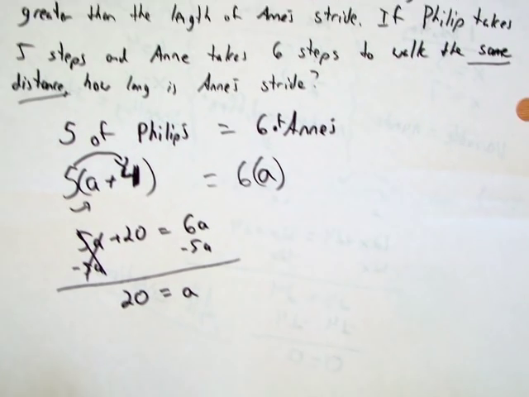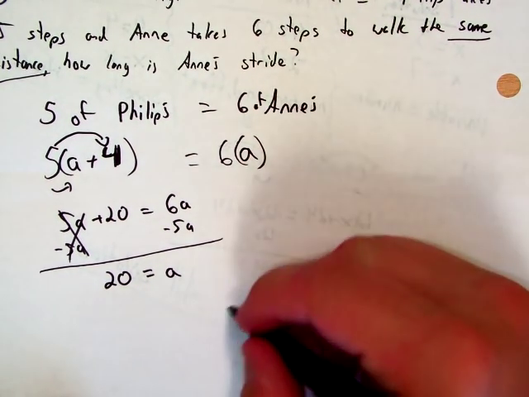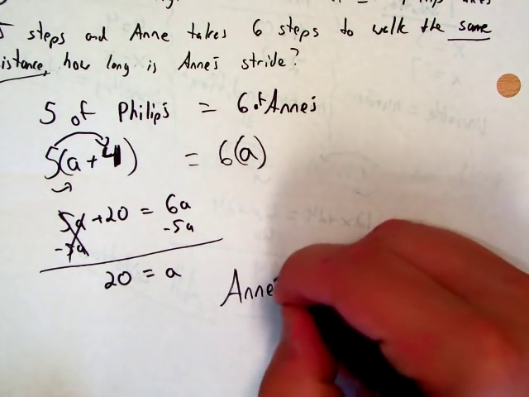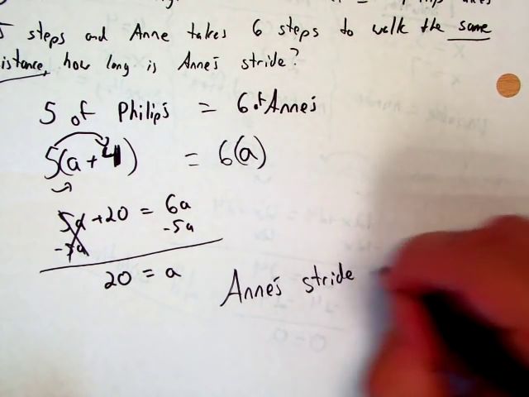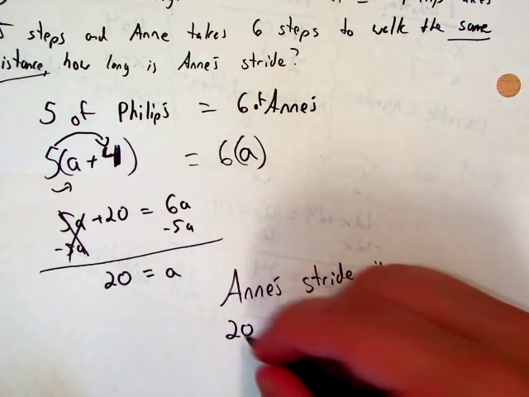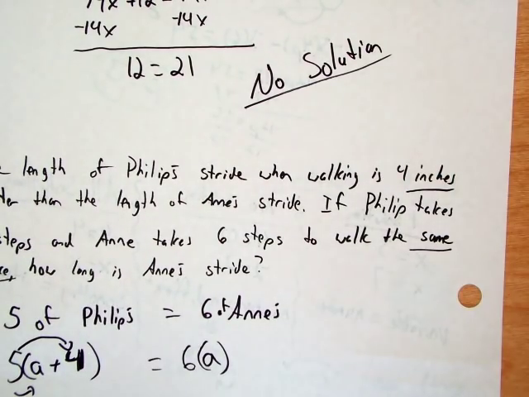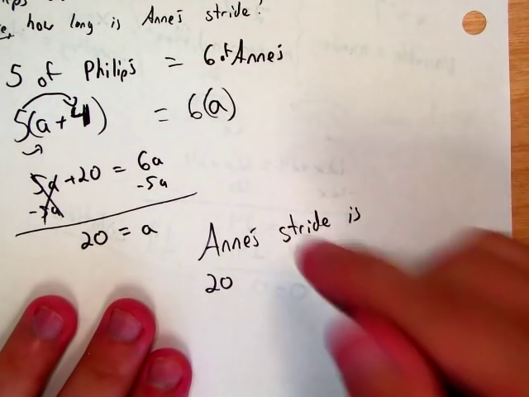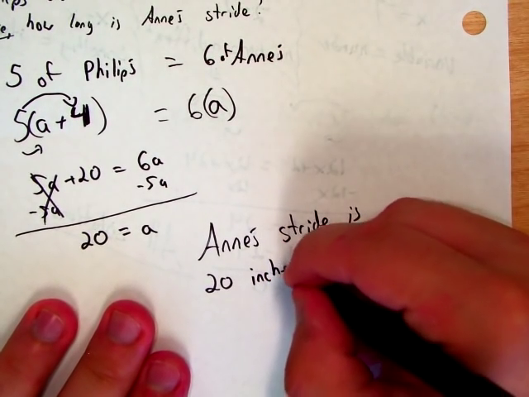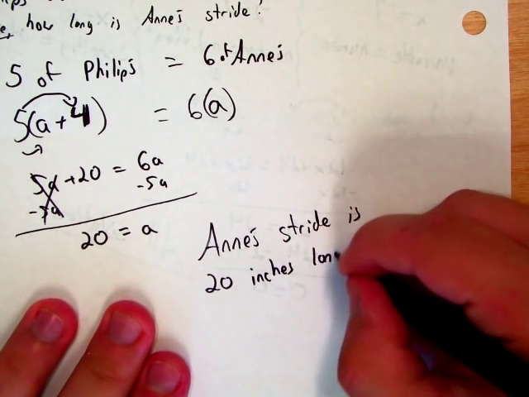I wanted to know what Anne's stride was. So Anne's stride is 20. The units are inches because it states right here. Inches long.